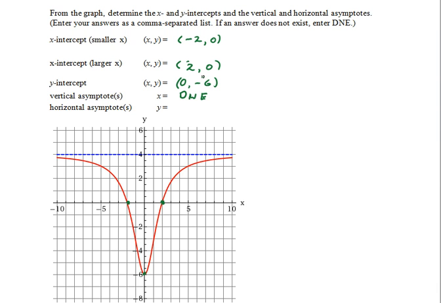There is, however, a horizontal asymptote. In this case, it's the line y equals 4. That's the equation of a horizontal line, and it is the line that the graph is approaching as x approaches, in this case, both positive and negative infinity.